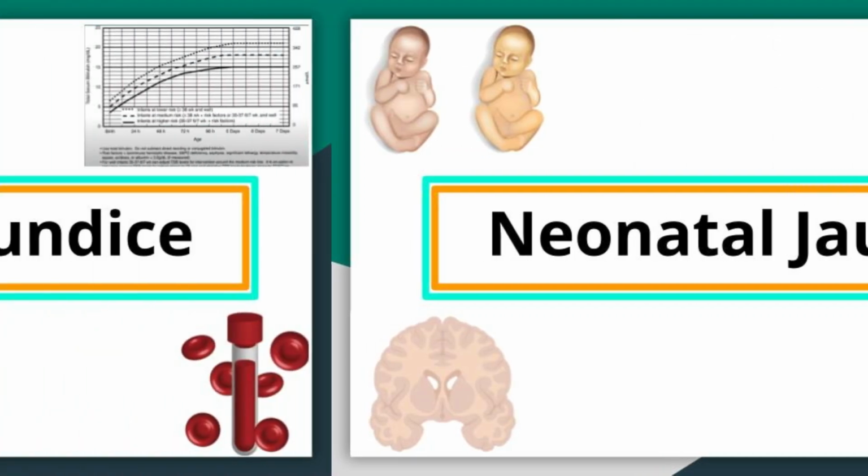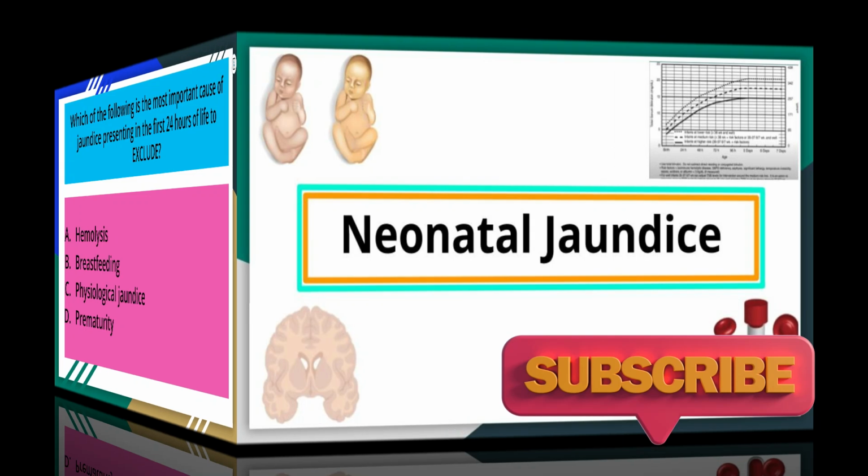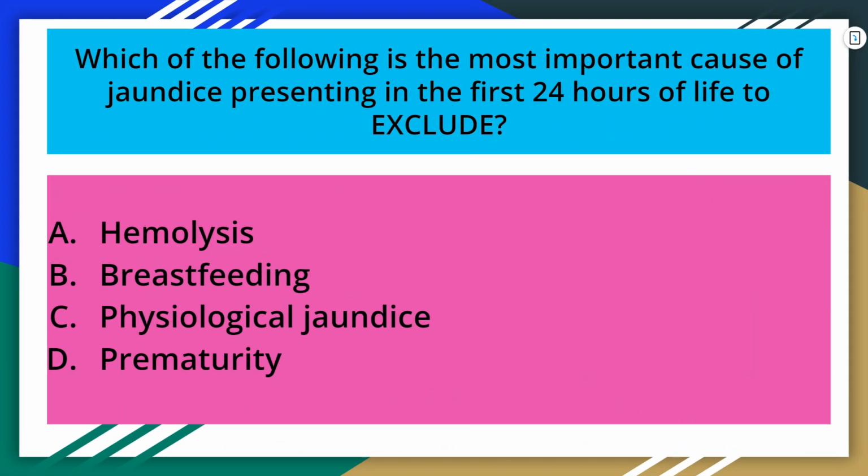In today's video, we are going to solve a few of the multiple choice questions related to neonatal jaundice. Which of the following is the most important cause of jaundice presenting in the first 24 hours of life to exclude? Options are hemolysis, breastfeeding, physiological jaundice, and prematurity.